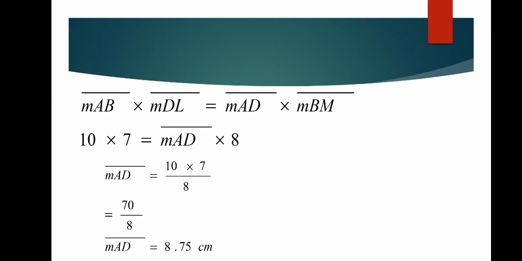Now rearrange the statement, measure AD you have to find. So it equals 10 multiplied by 7, and 8 is multiplied here with AD. When it moves to the other side, it will be divided. 10 multiplied by 7 is 70, over 8. So here AD is equal to 8.75 centimeters. So that is the answer. According to the base and altitude values, we have to find the value. So here AD is equal to 8.75 centimeters.